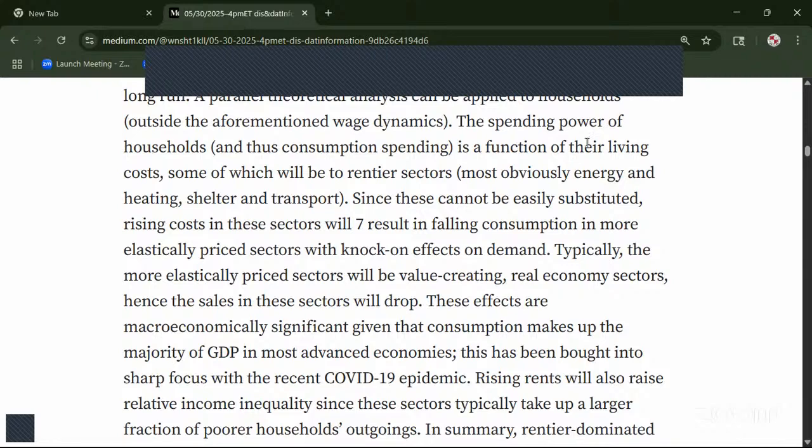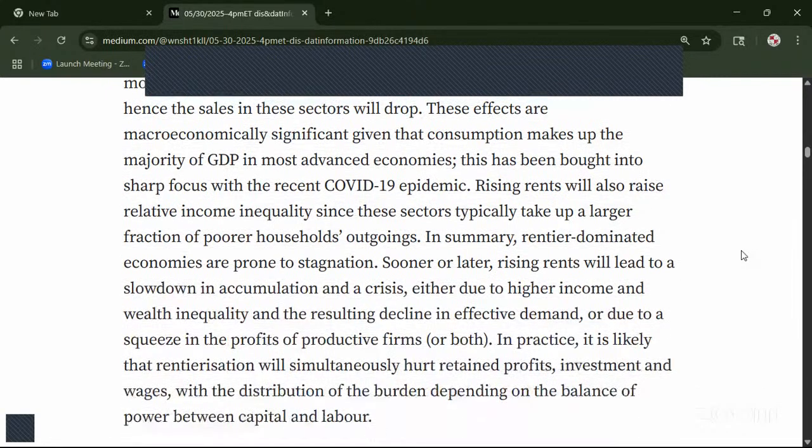Now, this has been brought into sharp focus with the recent COVID-19 epidemic. Rising rents will also raise relative income inequality since these sectors typically take up a larger fraction of poorer households' outgoings. In summary, rentier-dominated economies are prone to stagnation.